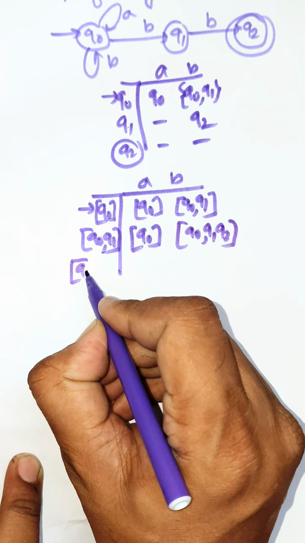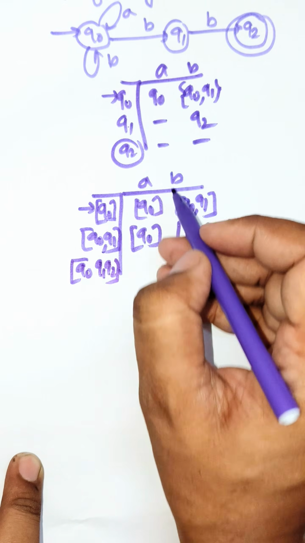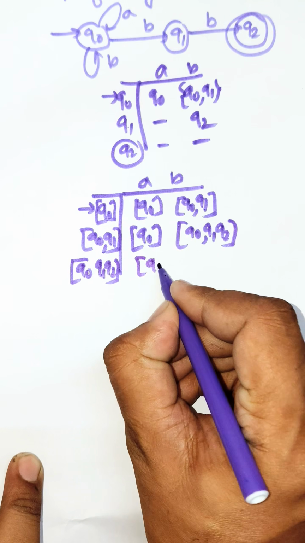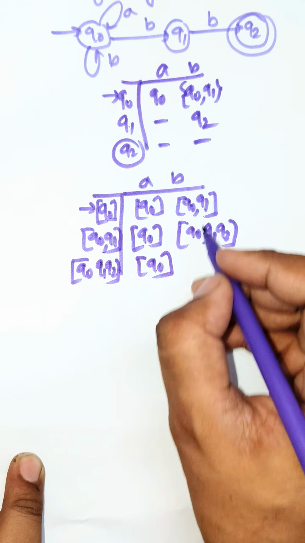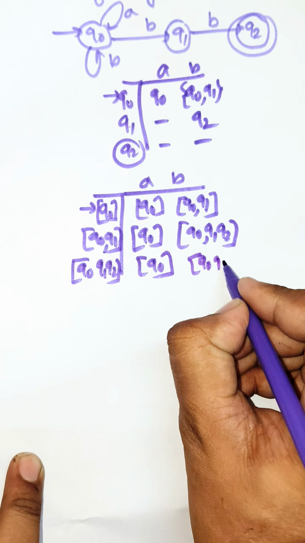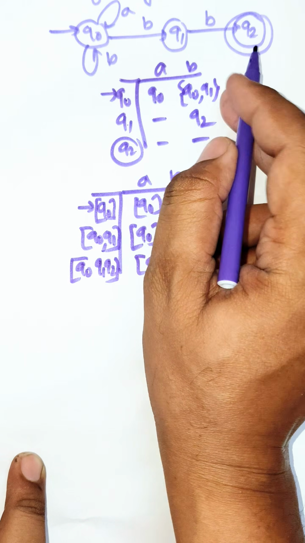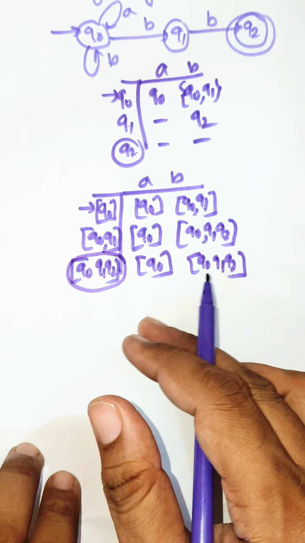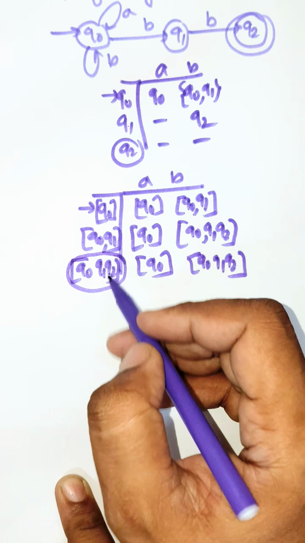So we need to apply A and B. Q0 to A is Q0, Q1 to A is empty, Q2 to A is empty. This is Q0. Q0 to B is Q0, Q1, Q1 to B is Q2, and this is Q0, Q1, Q2. And here Q2 is the final state, so this is also a final state. Here are all the output states, the input states of the transition table.